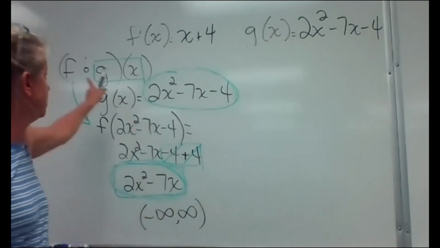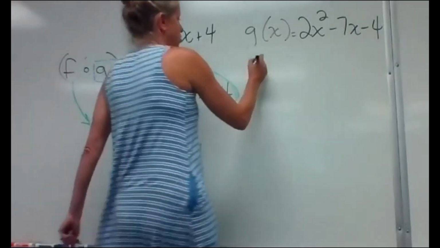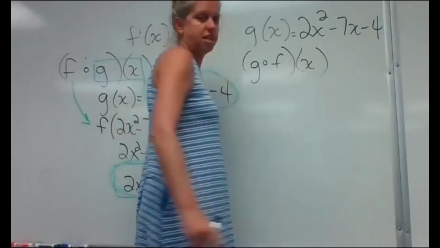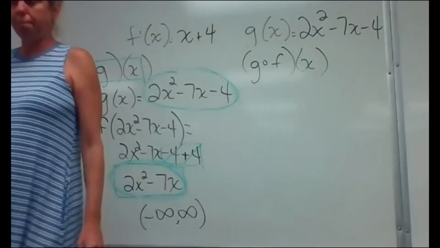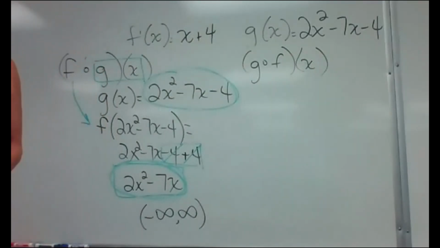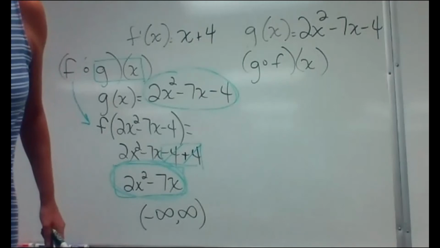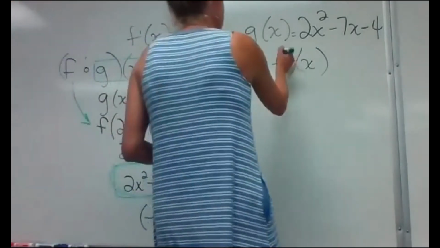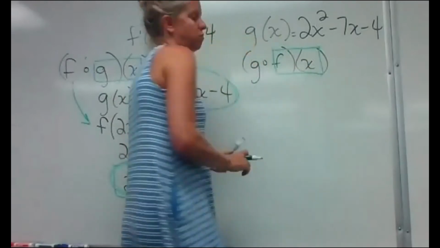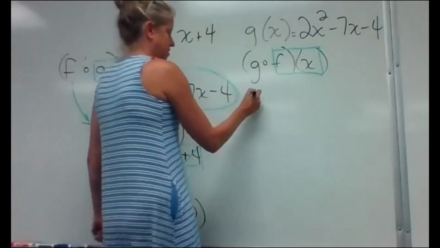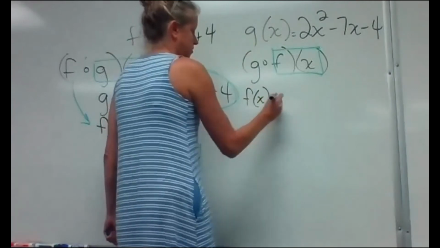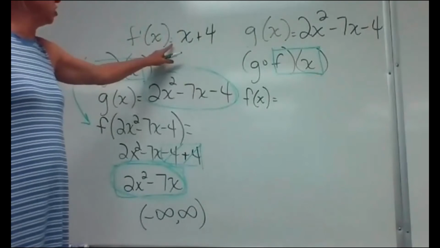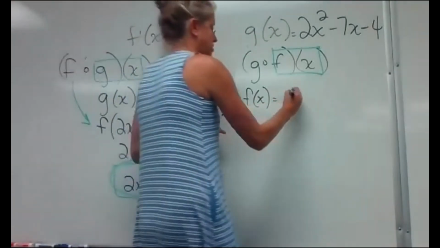Now I'm going to do the other way around. So I did f of g. Now I'm doing g of f of x, which gets kind of messy. What am I finding first this time? What's the front, which is f of x? So what is f of x? What tells me right here? F of x is x plus 4.